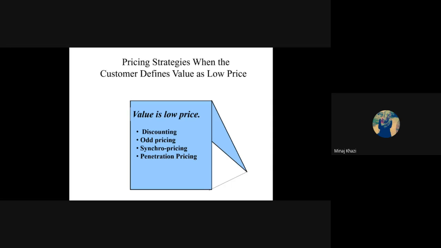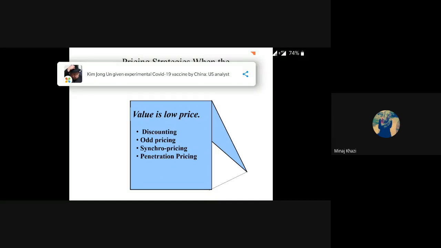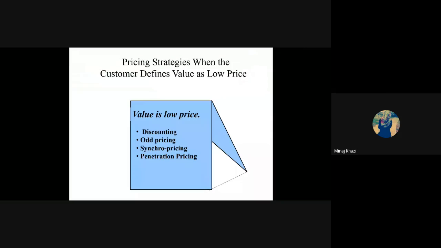First one is discounting. They look into the discounts provided by the companies in availing the services by the customer. So if there are many competitors in the market, many companies give different kinds of discounts to the customers. Buy it twice, third one is free. 10% discount, 20% discount. Refer a friend, you'll be getting one more additional service free for you. So that is discounting. Next is odd pricing.